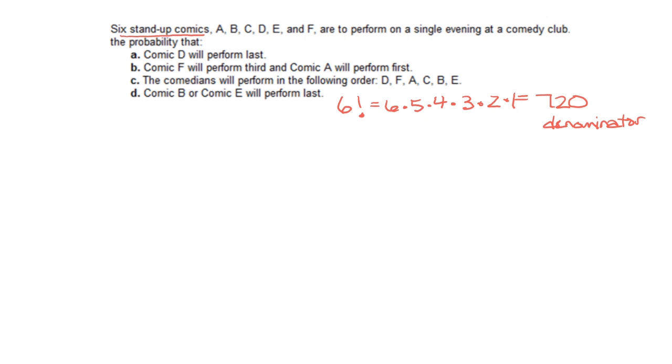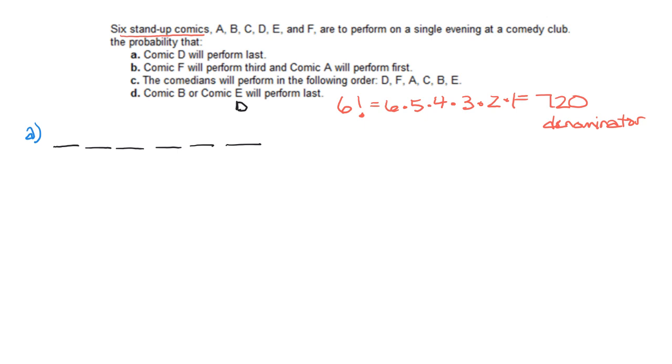All right, let's look at part A. It says, find the probability that comic D will perform last. So we're looking for the numerator, because we know our denominator is 720. What I'm going to do is place 6 little dashes here, and we want comic D to perform last. So I'm just going to put a little D up here to say that's for comedian D. Then I'm going to fill in my numbers on those dashes. I'm pretending that they're performing on stage one at a time.